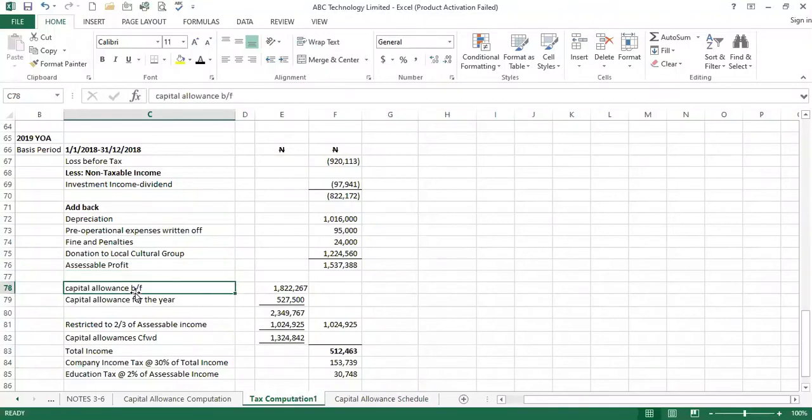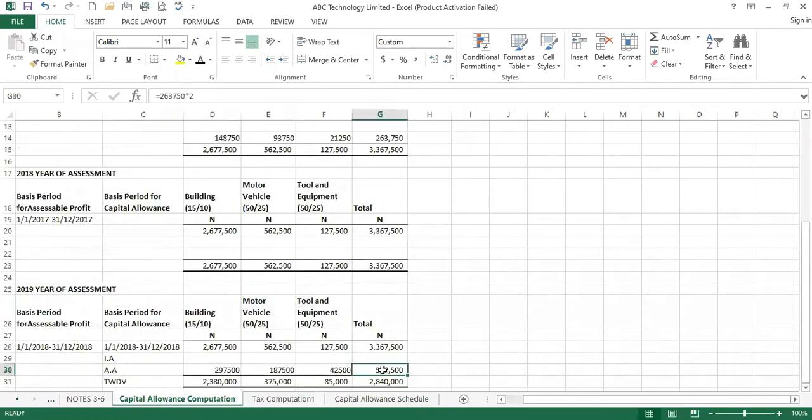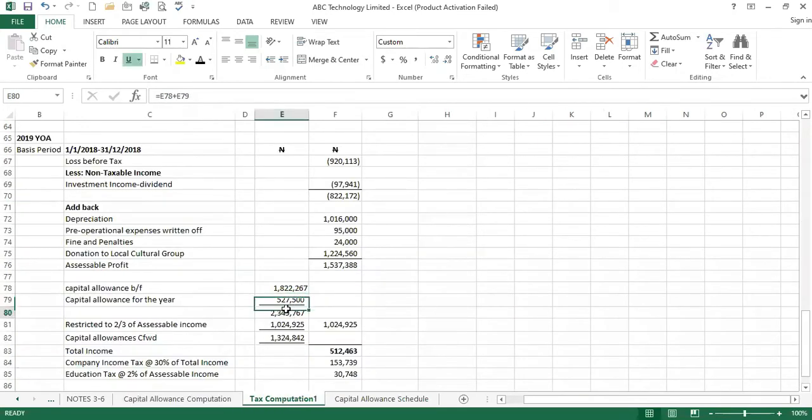So basically, you now look at the capital allowance that you brought forward from previous calculation. Capital allowance for the year 527,500. I show you this 527,500. This is it here in my previous schedule. Now this is the capital allowance restricted to two-thirds of accessible profit.